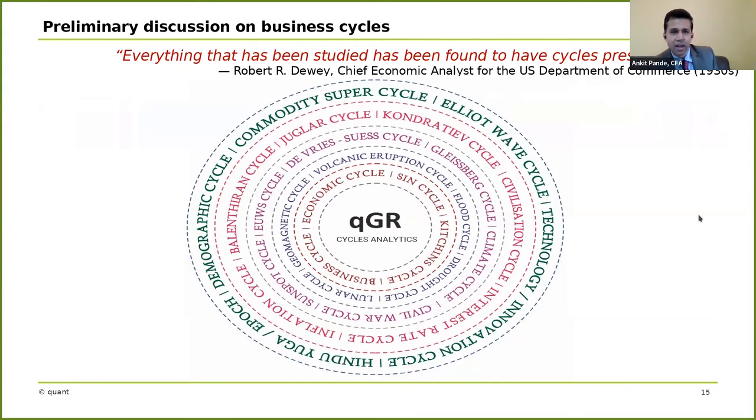You'll find it fascinating. And this was Robert Dewey, who was the chief economic advisor to Herbert Hoover just before the Great Depression began in the United States. He studied a lot of data and just came up that everything has had cycles in the past. He studied all kinds of data, and this was his conclusion. And really something like the Hindu Yug, we're all familiar. I think the consensus is that we are in Kal Yug. That's not good.